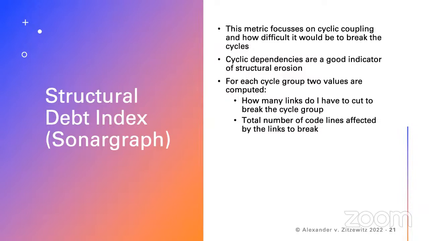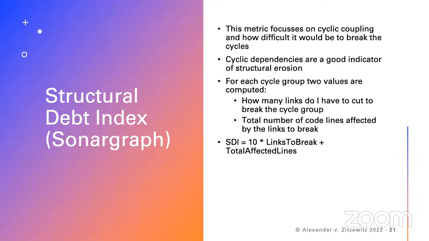Now what we do at the end, we add up the total weight of the links we need to break, and then we also multiply the number of links by 10 as an extra factor. So that's what structural depth index is: 10 times the number of links to break, plus total affected lines.